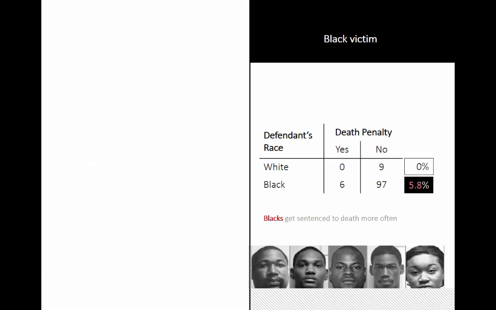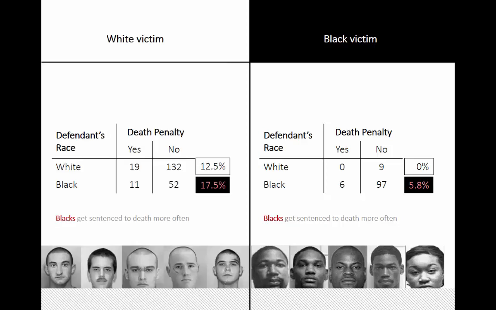First of all, you see another scandal, well, that was 1973. Fortunately, a lot of things changed. When the victim was black, the death penalty was given much less than when the victim was white. So there was clear discrimination here. But on top of it, for this other subgroup where the victim was black, we also see that blacks get sentenced to death more often than whites.